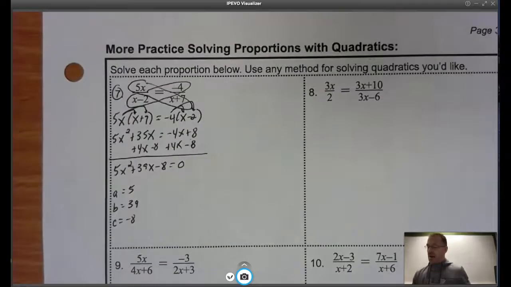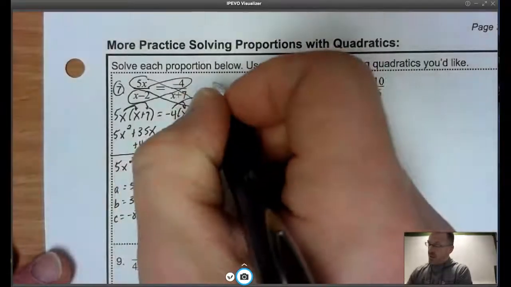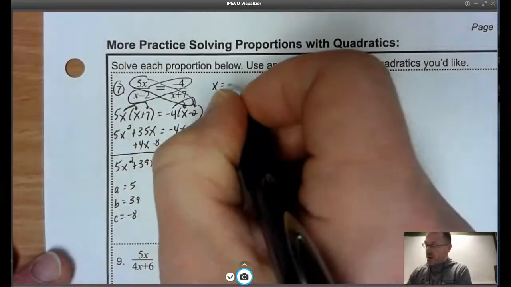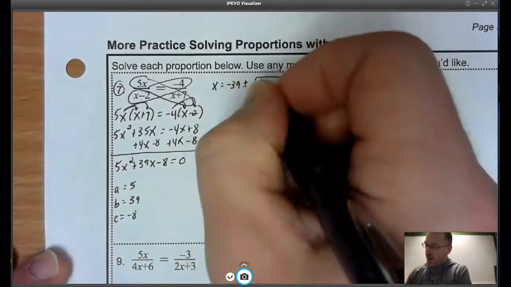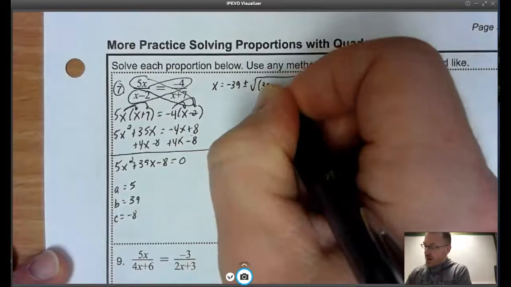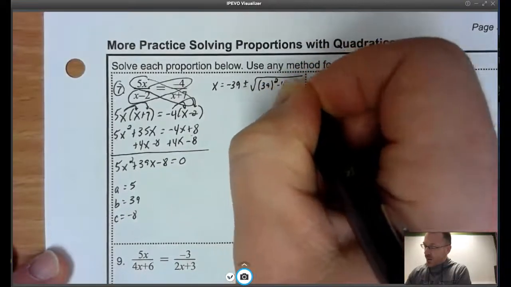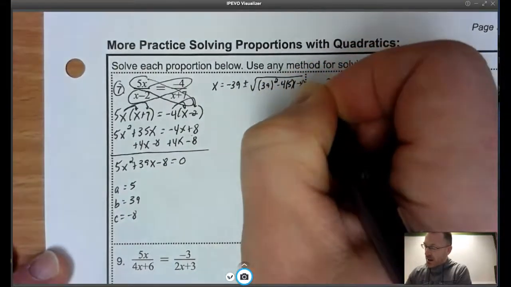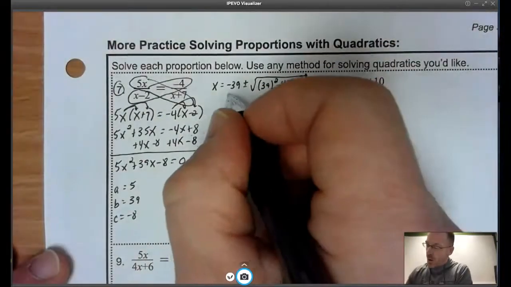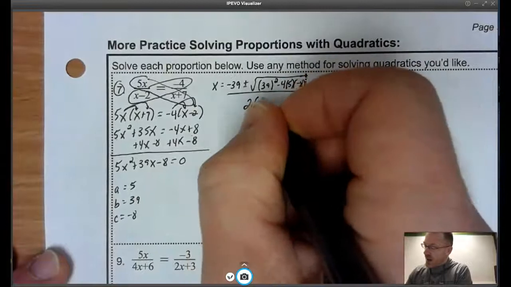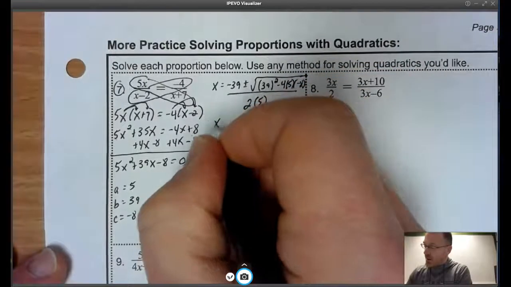So if I do that, I'm going to just come right up here. This is x equals the opposite of b. So now it becomes negative 39 plus or minus the square root of b squared minus 4ac. And make sure you get parentheses around everything, all over 2 times a. So x equals.